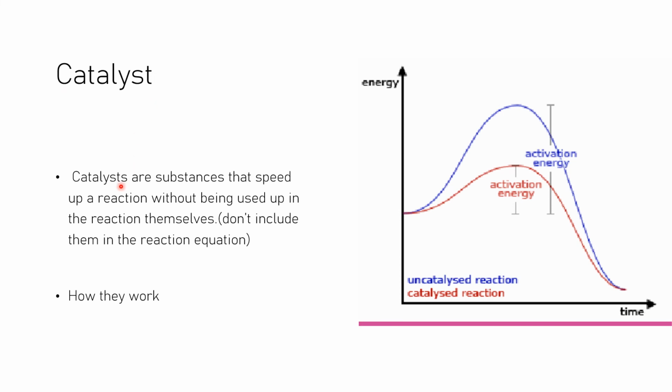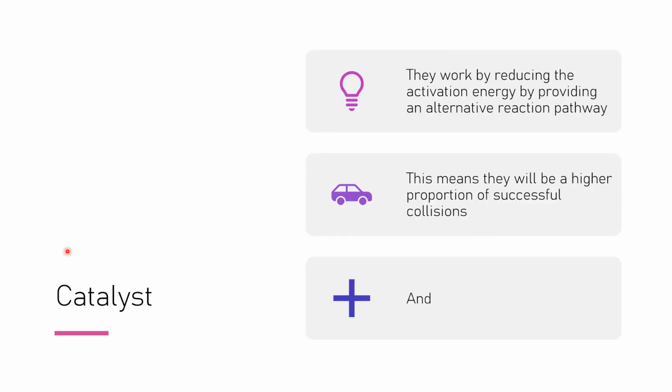Catalysts. Catalysts are substances that speed up a reaction without being used up in the reaction themselves. How they work: they work by reducing the activation energy by providing an alternative reaction pathway. This means there will be a higher proportion of successful collisions.